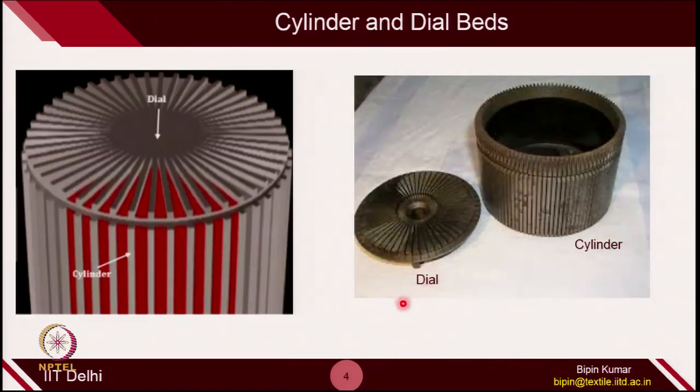Here you can see the dial, where the slots or tricks are created in the radial direction. In each of these slots you fit needles along the radius, so the direction of movement is along the radius. On the vertical cylinder, again, slots are created and in each of these slots you fit needles. This is how the arrangement of two beds is done in circular knitting technologies having two beds.